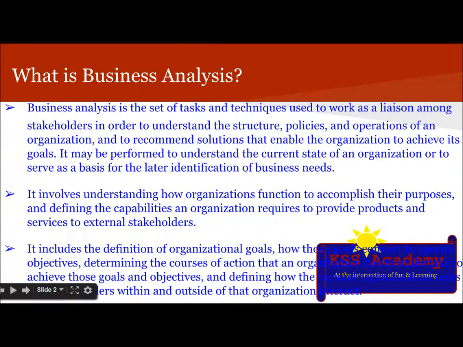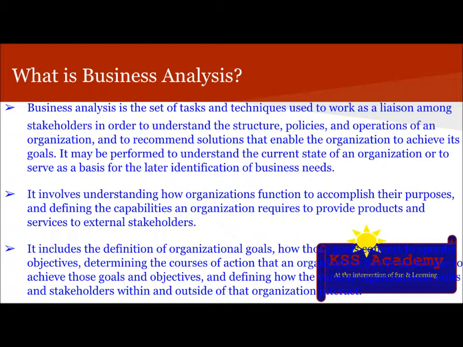What is business analysis? Business analysis is a set of tasks and techniques used to work as a liaison among stakeholders in order to understand the structure, policies, and operations of an organization, and to recommend solutions that enable the organization to achieve its goals. It may be performed to understand the current state of an organization or to serve as a basis for the later identification of business needs.